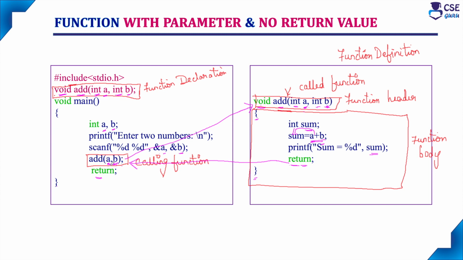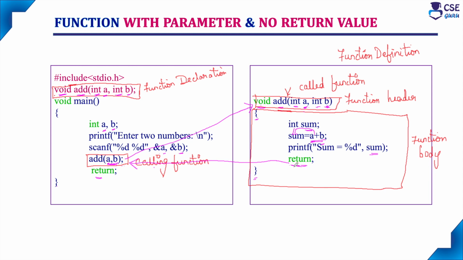Okay, so here if we are considering, the calling function is sending data to called function. So there is a data transfer between calling function and called function, but the called function is not going to return any value here. So there is no data transfer between called function and calling function. So here this is a one-way communication. Okay, only calling function is sending data to the called function, but called function is not sending any value. Okay, so this is the concept of function with parameter and no return value.